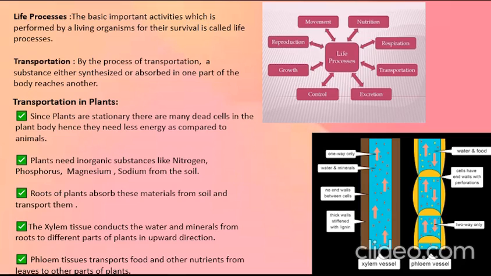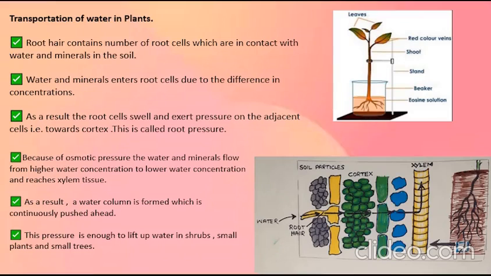Roots of the plant absorb these materials from the soil and transport them to different parts of the plant. The xylem tissues, which you can see here, children, on the slide, conduct water and minerals from the roots to different parts of the plant in the upward direction. That means through the xylem, the minerals and water are carried to different parts of the plant, and this is a one-way direction. Whereas the phloem tissues transport food and other nutrients from the leaves to other parts of the plant.